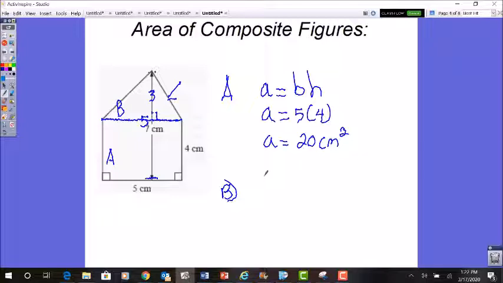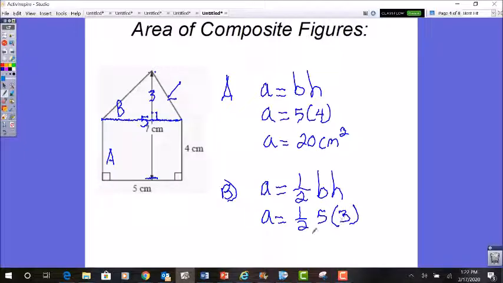Alright, so now let's find the area of that triangle. So we have area is 1/2 base times height. So in this case that would be 1/2 times 5 times 3, which would be 7.5 centimeters squared.